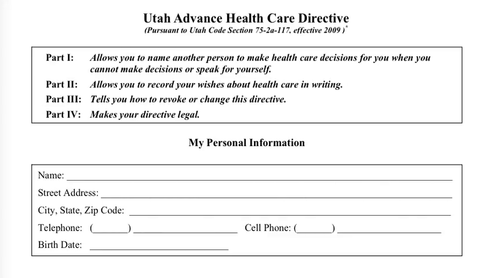As you can see, it's divided into four parts. Part 1 appoints a healthcare decision-making agent in the event that you cannot make healthcare decisions for yourself, or if you are physically unable to make your wishes known. Part 2 allows you to make a written statement about your wishes. Part 3 gives you instructions regarding revocation or alteration of the form. And finally, Part 4 tells you how to make sure your form has a binding legal effect. Choosing an agent in Part 1 is by far the most important part of the form.